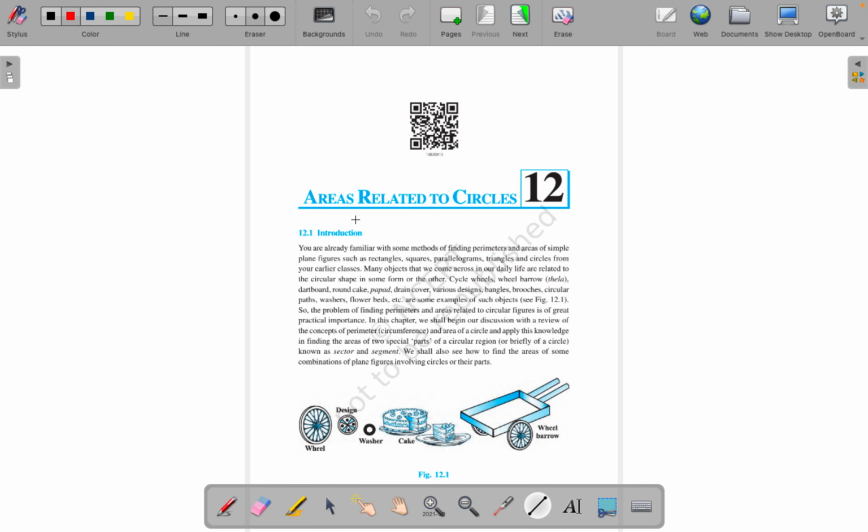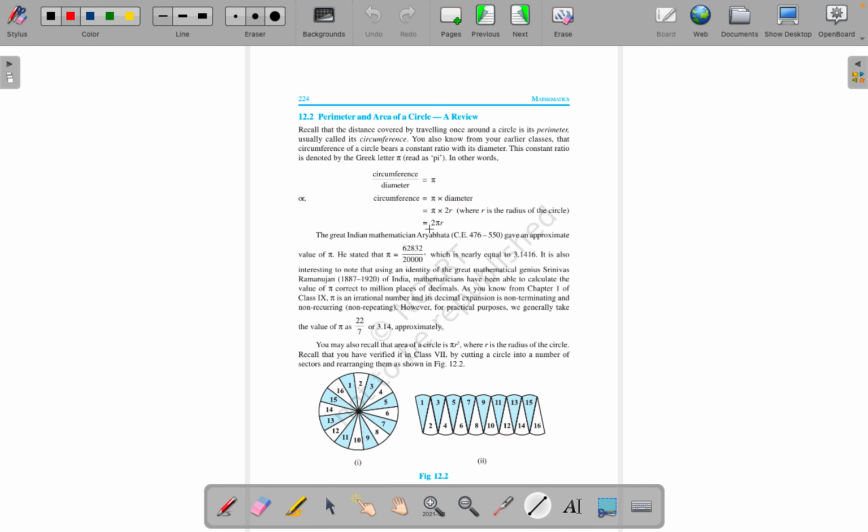To the first video of area related to circle, chapter 12. Let's talk about some basic formulas which we already know and some new formulas which we will learn in this chapter. The first formula which we already know is area of circle.